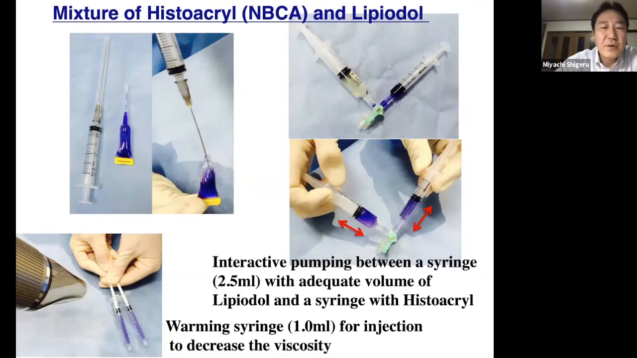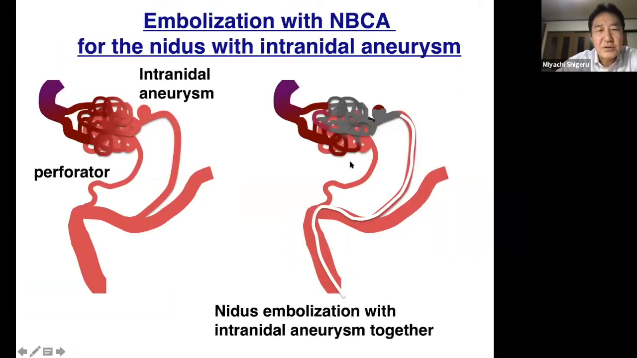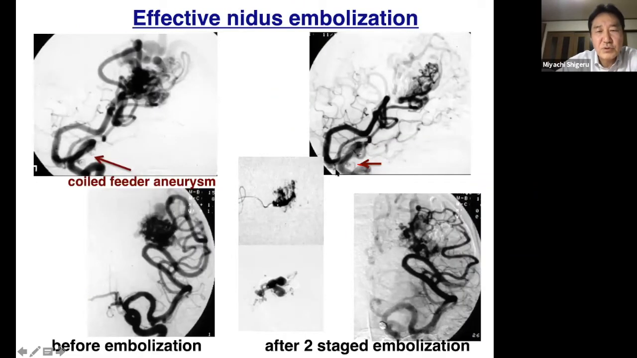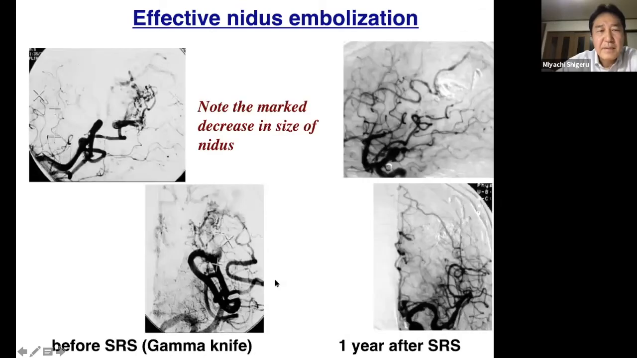And we use Histoacryl, the glue, NBCA, for embolization, and we like this one. This is a mixture with Lipiodol, and usually we heat such a mixture of NBCA and Lipiodol to decrease the viscosity. Nidus embolization looks like here. If the nidus embolization is successful like this, here is a good one. Just before the radiosurgery, the nidus is markedly decreased in size, and after the radiosurgery, this is a successful, total occlusion.